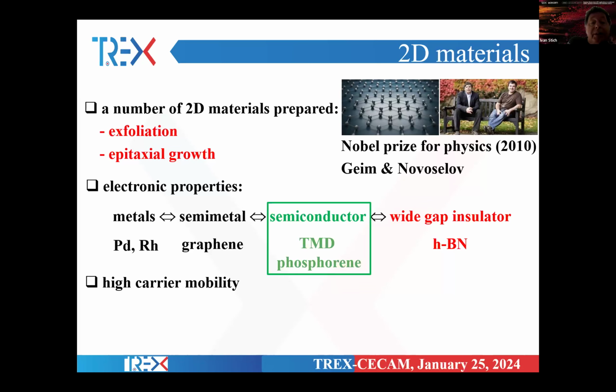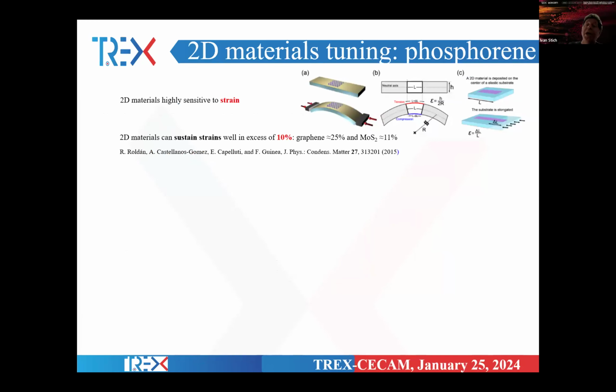These materials typically feature very high carrier mobility and very often a direct band gap, as will also be evident from this presentation. The other property I would like to highlight is that these materials are extremely strainable. They can typically sustain strains well in excess of 10%. For example, in graphene it is measured at about 25%, and in molybdenum disulfide it is still about 11%.